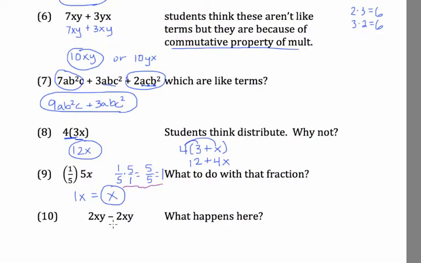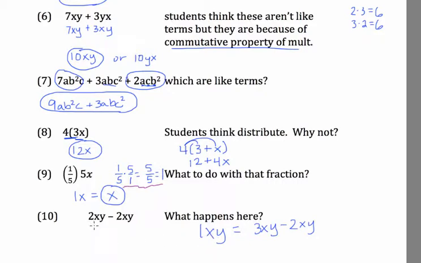Number 10, 2xy minus 2xy. What happens here? 2 of them minus 2 of them is none of them. I have some people who will write this, thinking that since there's nothing in front of the xy, that means 0xy. It doesn't. What this actually means is 1xy. That would be the answer to this problem. 3xy minus 2xy equals 1xy, or just xy.